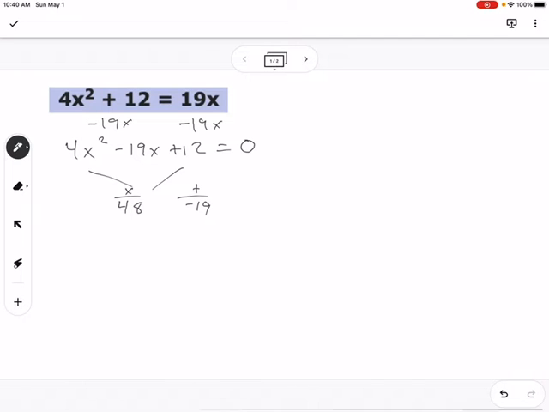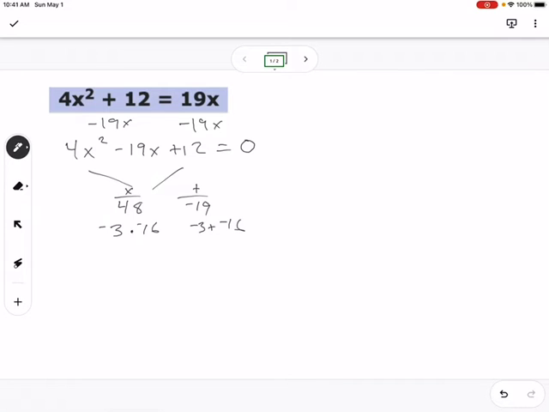I just kind of rattle through in my head 1 and 48, and obviously some aren't going to work, so I just go through it to check them on my list. So 1 and 48, no. 2 and 24, that's not going to work because they're not 19 apart, so we're looking for things that are 19 apart. 3 and 16, well, those aren't 19 apart, but they're going to add to be negative 19. 3 times 16, and because it's a positive 12 and a negative 19, they can both be negative, and negative 3 plus negative 16. So that works. So that's our first step.